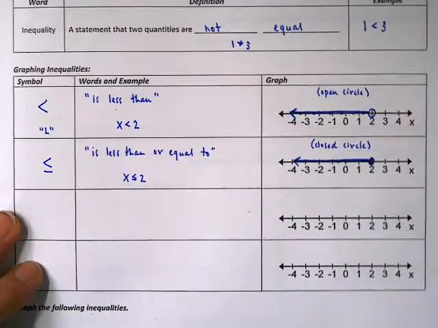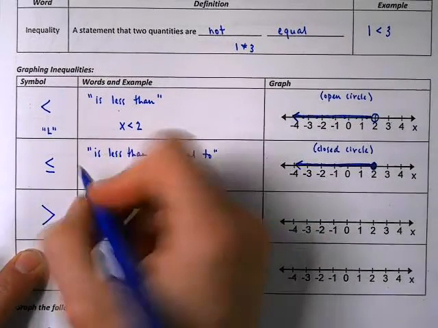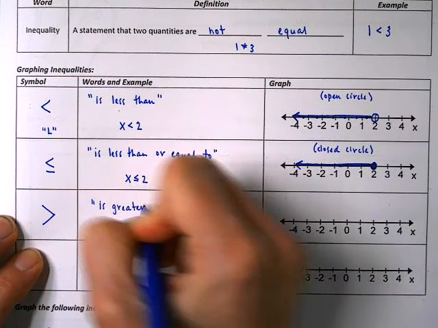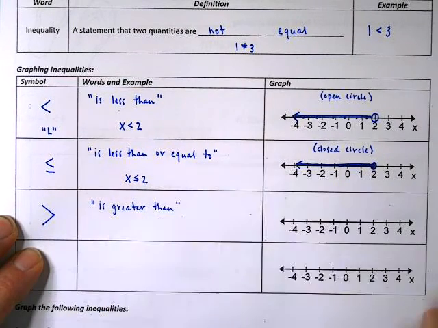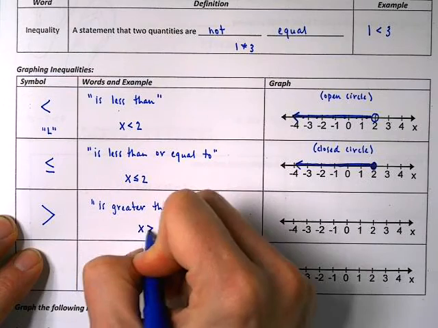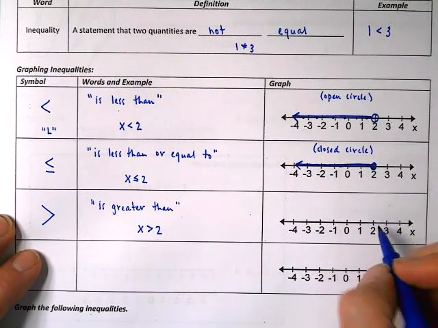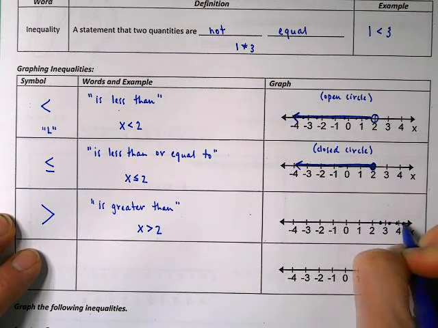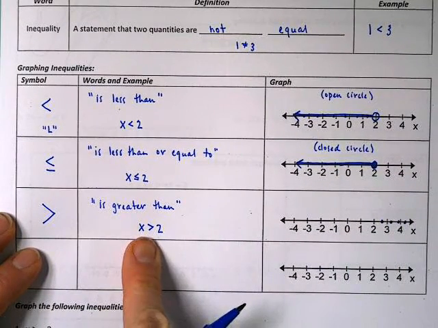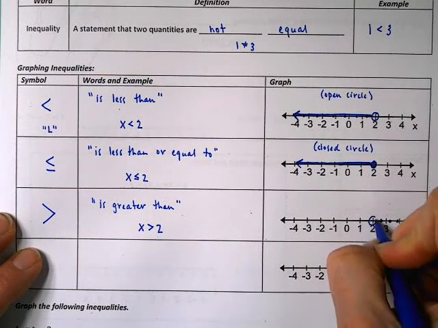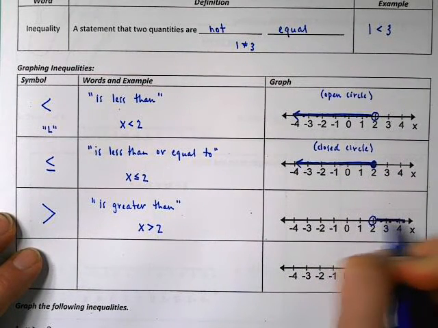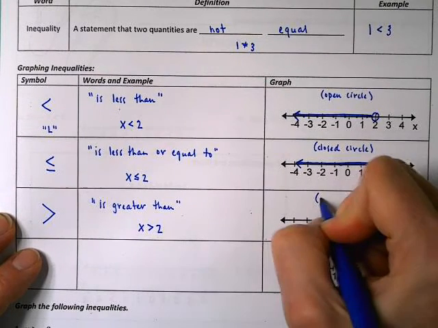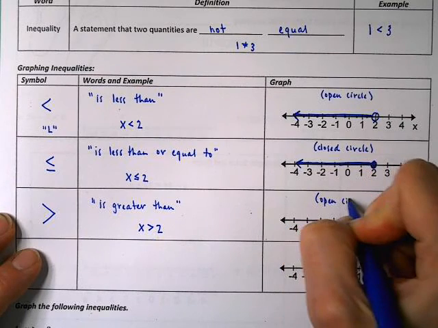All right, our next symbol looks like this, and we read it is greater than. So my example could be x is greater than 2. Now, if I'm looking at a number line, I know all the numbers to the right here are where x is greater than 2. Since we're not including 2, again, we're going to have an open circle at 2, and now we're going to shade to the right. And so I'm going to again make a note that this is an open circle.